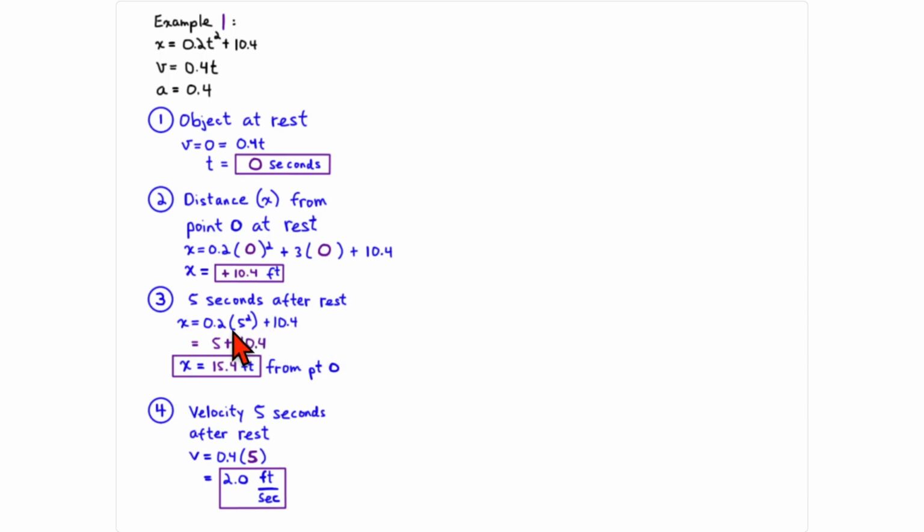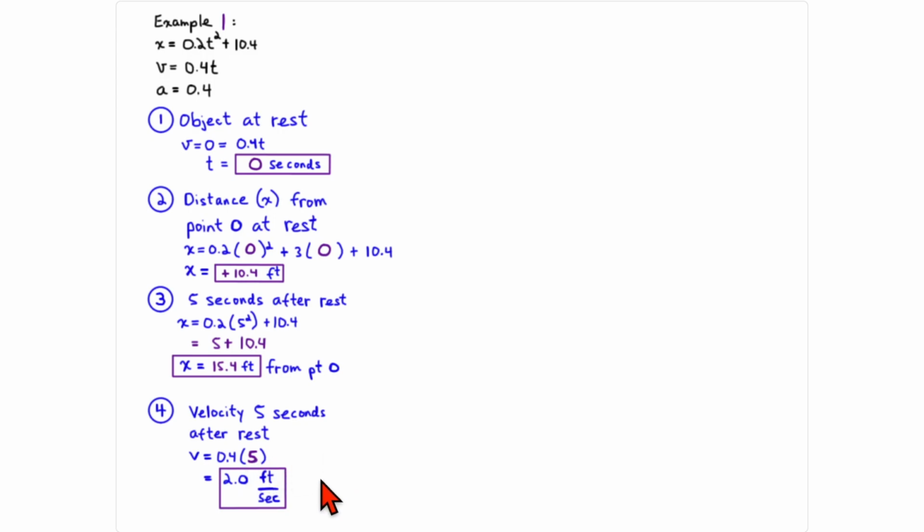So 5 seconds after rest, in the distance equation, replace time with 5 seconds, and you get that that body has now traveled 15 4/10 feet from point 0. Now it's really only traveled 5 feet because it starts at 10 4/10 feet to the right of point 0. And so the distance to the right of point 0 in 5 seconds is 15 4/10 feet: the 5 feet plus the initial 10 4/10 feet. The velocity at 5 seconds after rest, replace time with 5 seconds. That instantaneous velocity is 2 feet per second. The slope of 4/10 feet per second is equal to 1 foot every 2.5 seconds.